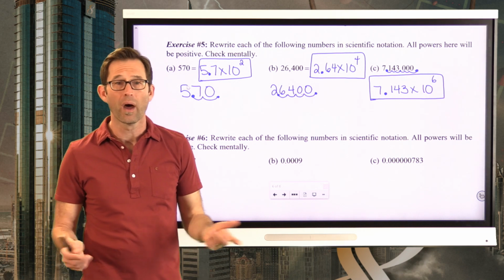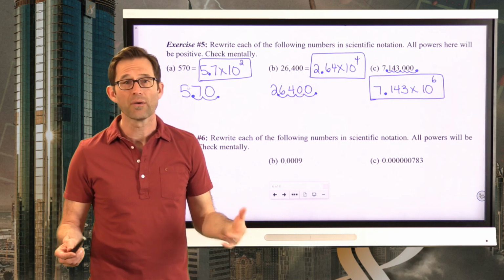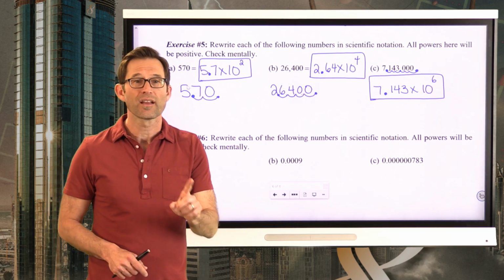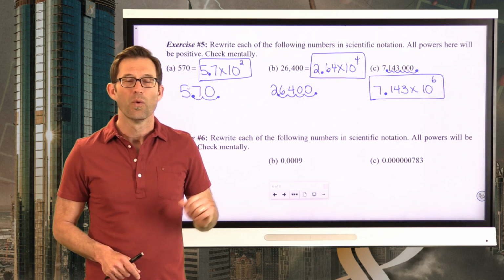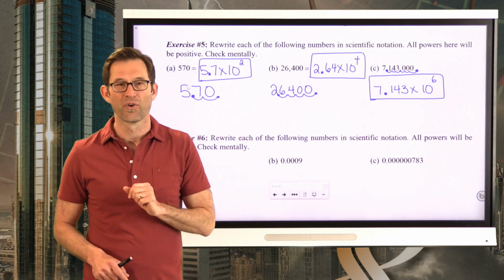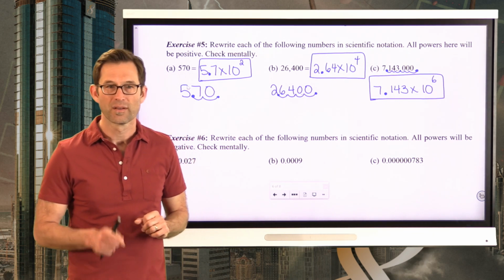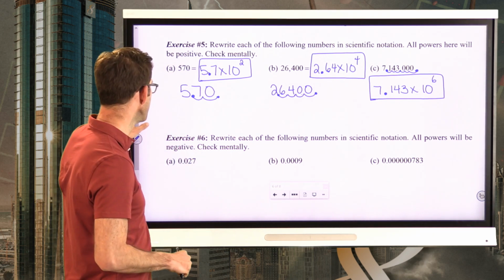I mean, if I had the number 100, it would be 10 to the second. 1,000 would be 10 to the third. Technically, in scientific notation, 100 would be 1 times 10 to the second. 1,000 would be 1 times 10 to the third, etc., right? Because I got to have that number between 1 and 10.